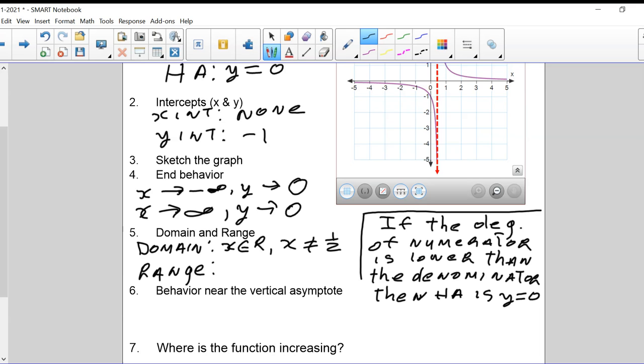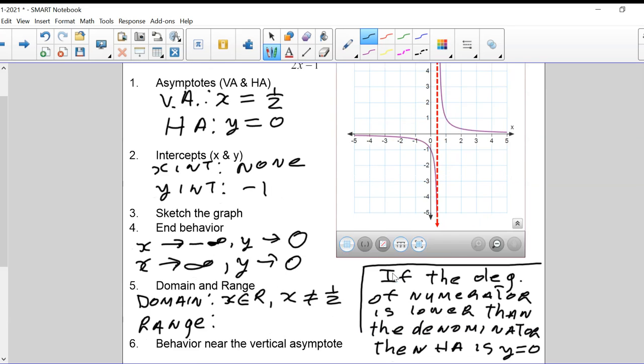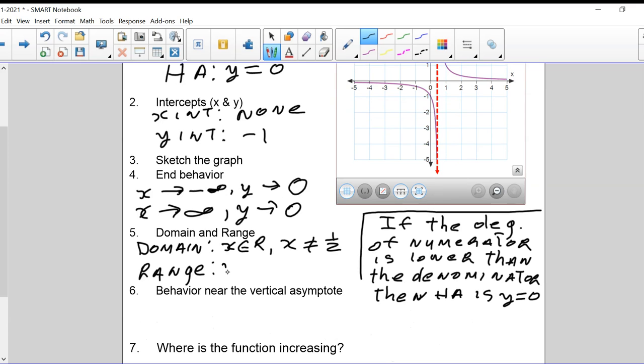Thank you very much, by the way. How about the range, folks? Right? What would you say is the range this time? Remember, the range is all the y values. Let me take you back up to the graph. What would you say is the range of this function? What are my possible y values? So it's that y cannot be equal to 0. There you go. So it's all real numbers, but just not 0.